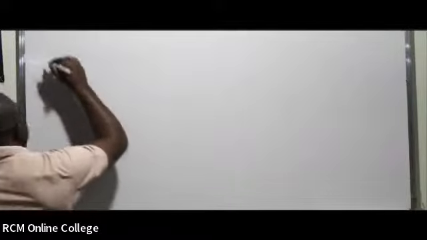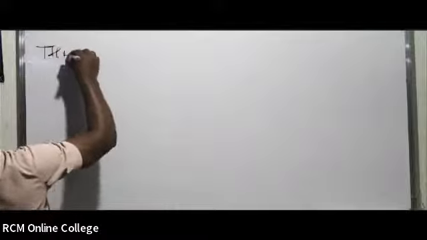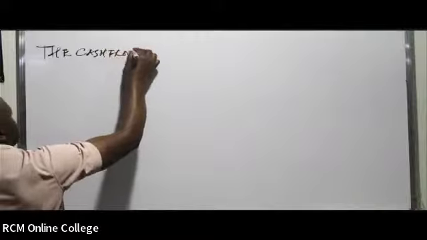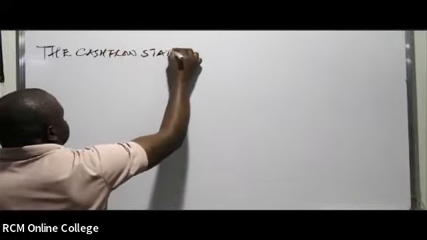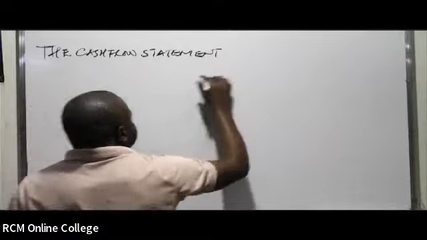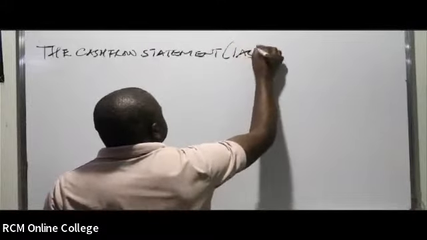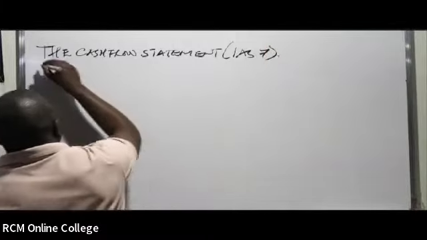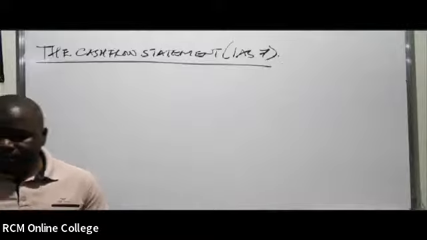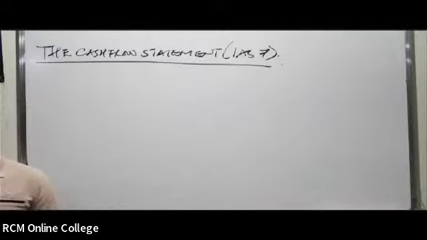So you are looking at the cash flow statement. The cash flow statement is under International Accounting Standard number 7. This is still under published financial statements.